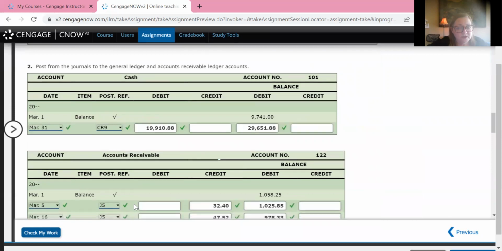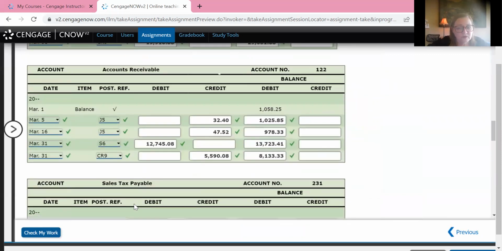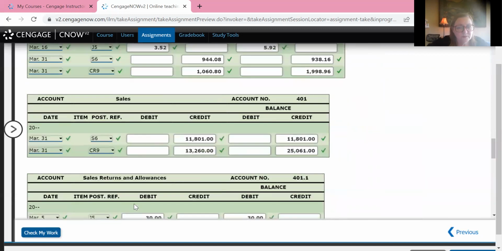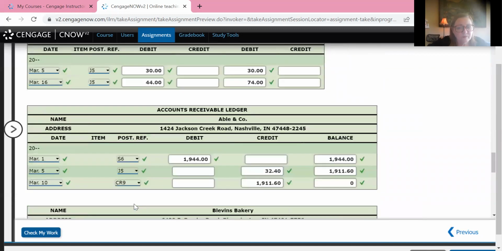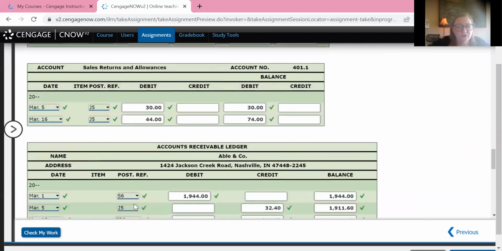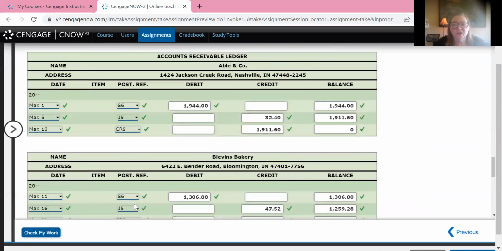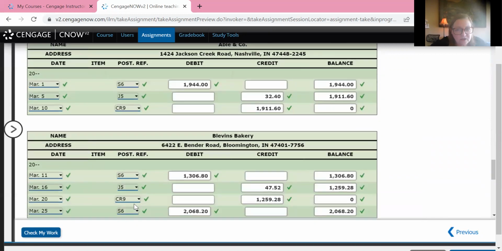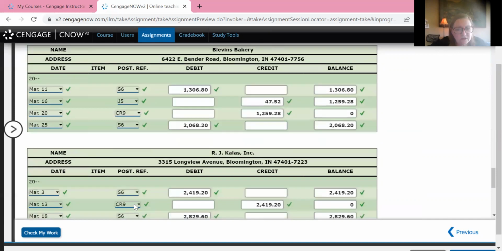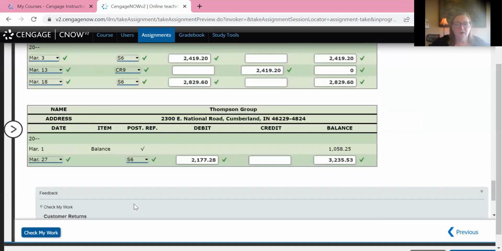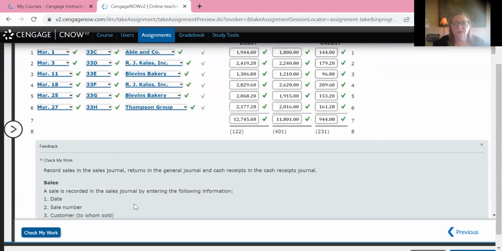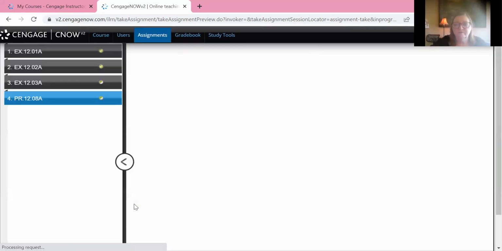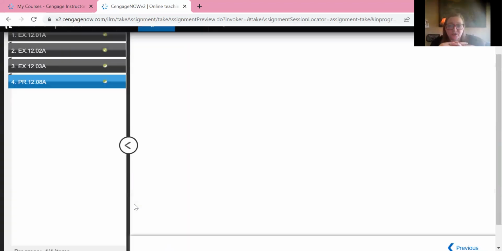That's good. Now let's look at this general ledger. Yeah, looks pretty. Yep, general ledger's great. Accounts receivable subsidiary ledger. Let's see if we got check marks on it. Yeah, we got it right. Good. So now we're just ready to submit this baby. It's all good. So you guys are ready to do your homework.